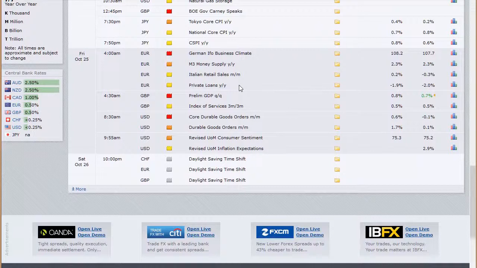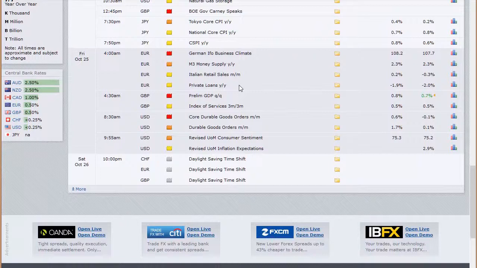Money supply, M3 money supply out of Europe, Italian retail sales and private loans. First look at GDP for the third quarter out of the UK. That's one that's going to be coming up here, I think the following week for the US. That's a big one. Core durable goods orders out of the US. Revised Michigan sentiment for the month, as we've already talking about wrapping up October. That's unbelievable.